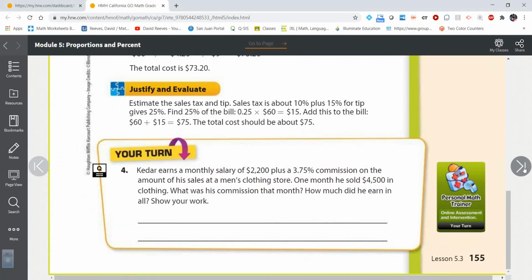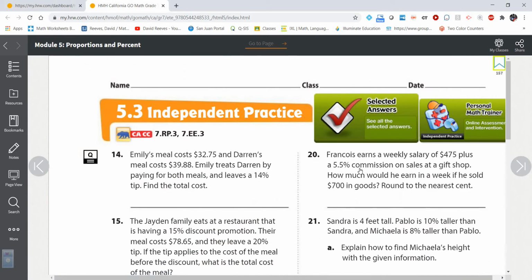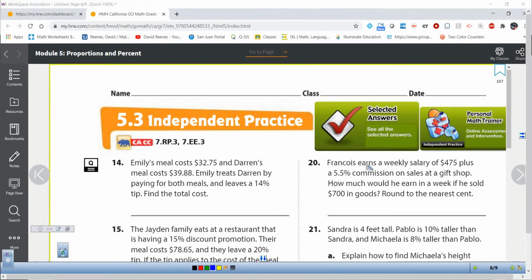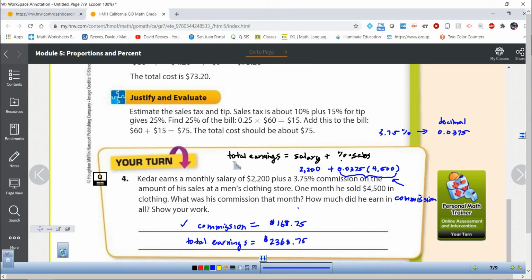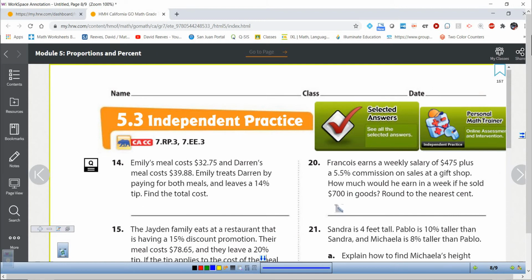All right, so let me go ahead and do one more of these commission problems. Right here it says Francois earned a weekly salary of $475 plus a 5.5% commission on sales at a gift shop. How much would he earn in a week if he sold $700 in goods? Round to the nearest cent. So again, what are we going to have? If we look back over here, the total earnings is the salary plus the percent times the sales.